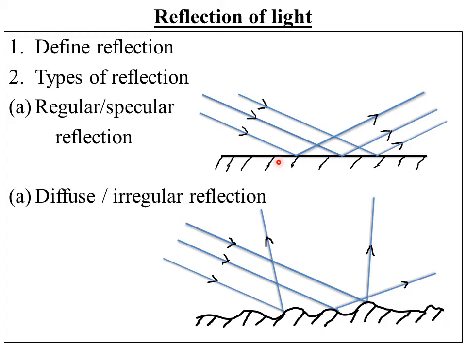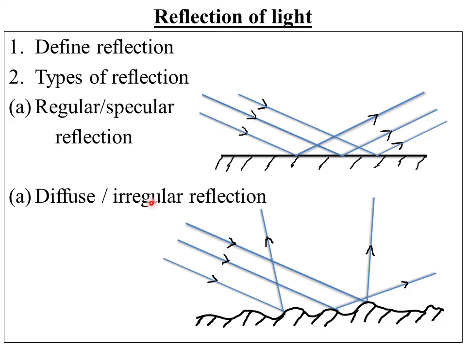In this type of reflection, light from a given source hits a smooth, highly polished surface, such that the rays emerge parallel to each other after reflection on the surface. However, in diffuse or irregular reflection, the rays of light from a given source hit a rough surface, such that after the rays have hit the rough surface, they are reflected in different directions, or in irregular directions. That's why we sometimes call it irregular reflection or diffuse reflection.